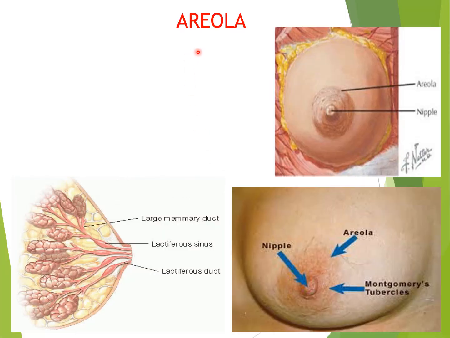Let us discuss the areola of the skin of the mammary gland. It is a pigmented circular area of the skin. As you can see here, around the base of the nipple you have a pigmented circular area of the skin which is known as the areola. The pigmentation is darkened after the first pregnancy.